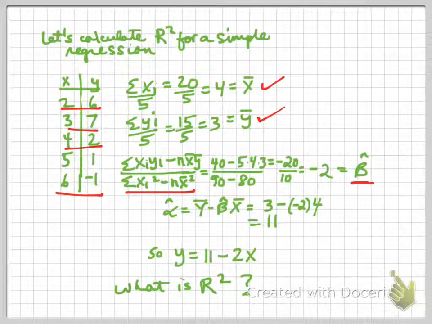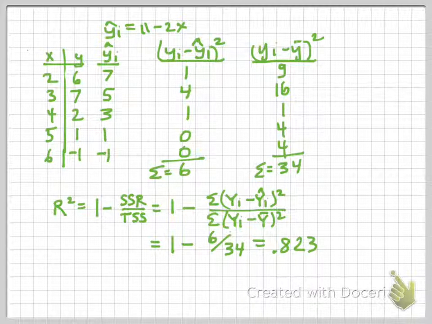Might be a little bit different from the one in the textbook, but you can quickly see that they're the same. And we calculate beta hat to be equal to -2. And then we calculate alpha hat, and we find alpha hat to be equal to 11. So our regression equation is y equals 11 minus 2x. Now that we've estimated the parameters of the regression, we can go ahead and calculate the r-squared.